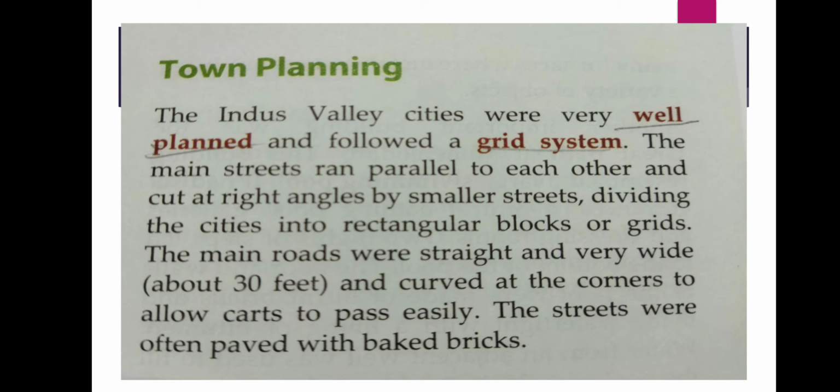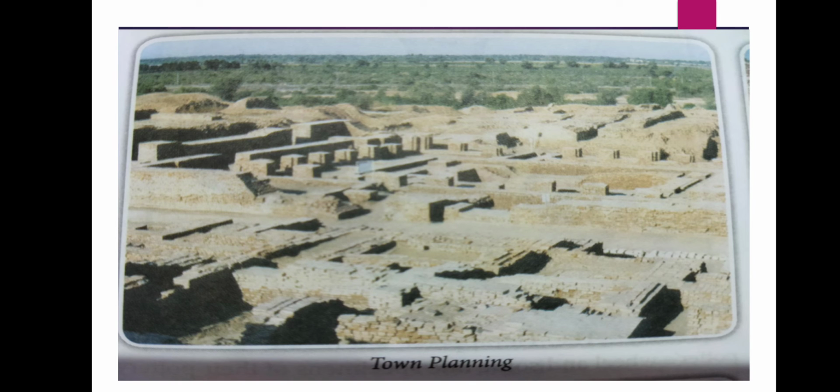So, to allow the carts to pass easily. Why did they curve the corners? Because they wanted to allow the bullock carts. That means during that time they did not have other transport. Basically they were using bullock carts. That is the reason they constructed the streets so well. You can see the streets were very planned, the planning was perfect, and they were very brilliant.